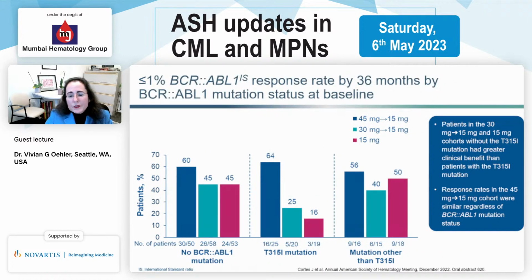Longer-term follow-up also highlights an important point that starting dose is particularly important for patients with T315I mutations, and this is shown here in the middle panel. You can see here that far fewer patients achieved the primary endpoint on doses lower than 45 milligrams daily, and this was in contrast to patients who had other mutations or who had no mutations, where you see efficacy at lower doses as well.